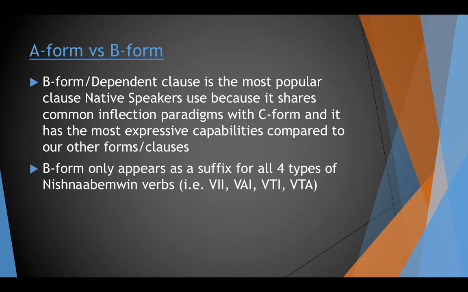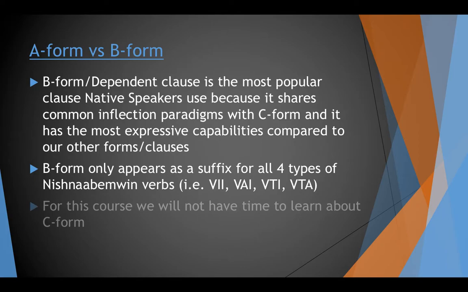B form only appears with suffixes for all four types of Nishnaabemwin verbs: VII, VAI, VTI, VTA. Their B forms are all in the form of suffixes. We never use any B form prefixes in Ojibwe that I'm aware of. For this course, we will not have time to learn about C form. We're just focusing on A form and B form in this unit as well.